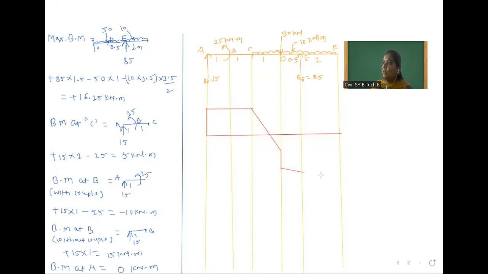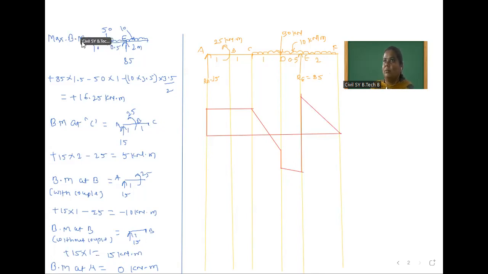After that, shear force at E after RE, 85, that is plus 20. So the diagram will go above the baseline, from here. After that, shear force at F, 0. Okay, so this is the shear force diagram.